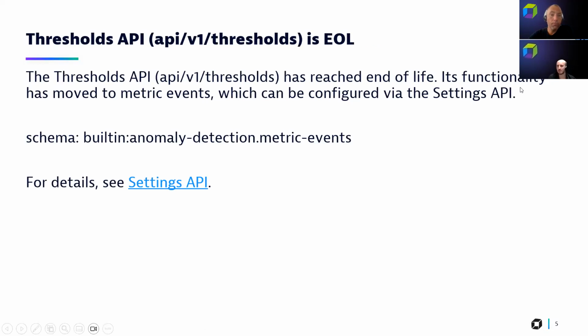So in this version, and also in the previous version, we mentioned to you that the threshold API is end of life, which means that it has reached its functionality, and we are moving this functionality to metric events. You can configure the metric events via the settings API. The migration documentation was shared within the previous version. And in this version, you can see the general settings API documentation directly from that link. Also, the schema ID you need to use for your metric events configuration is anomaly detection metric events.